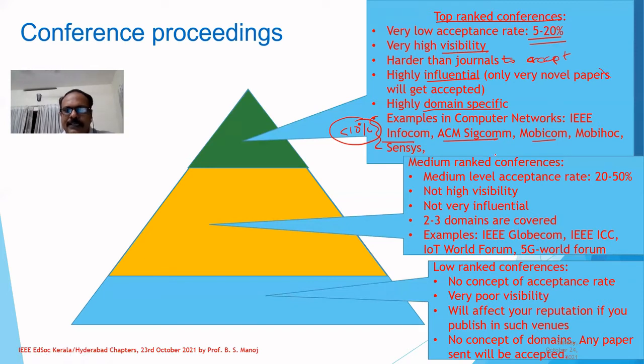The second category, the middle tier, I would say, is medium ranked conferences that can have 20 to 50% acceptance. They may not have very high visibility, and are probably not very influential in terms of impact. Multiple domains may be covered, or a limited number of domains. IEEE GLOBECOM and ICC are examples of this kind of middle tier, second tier conference.